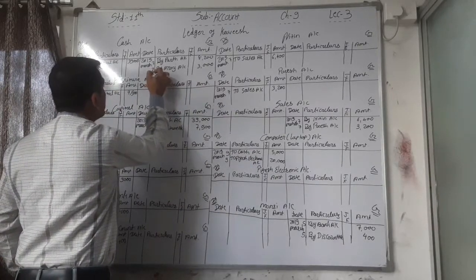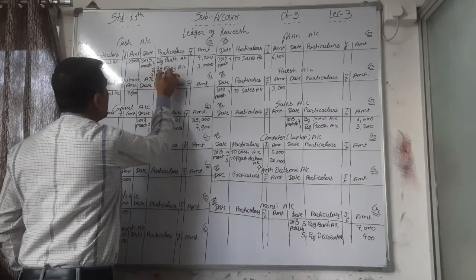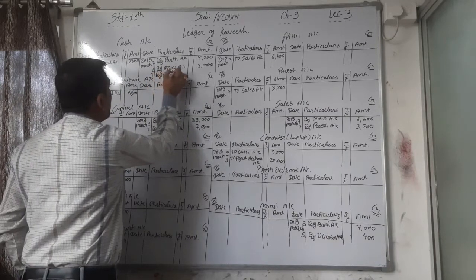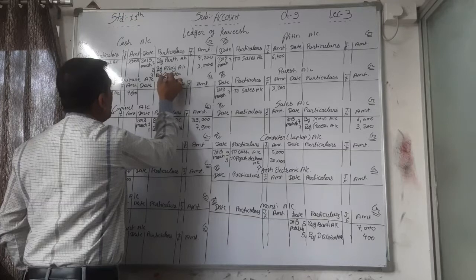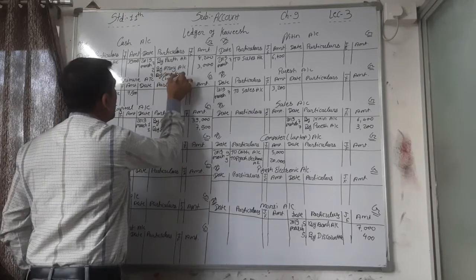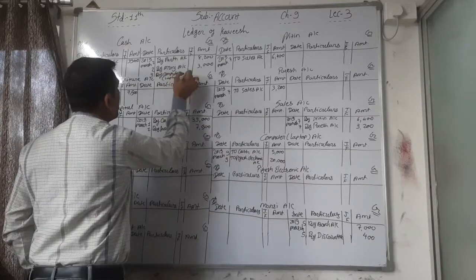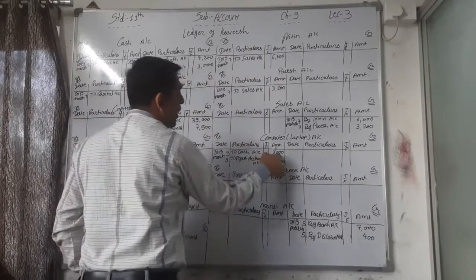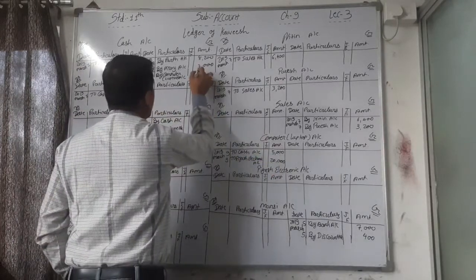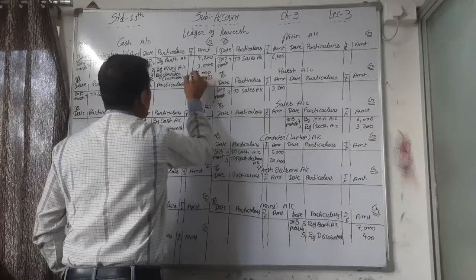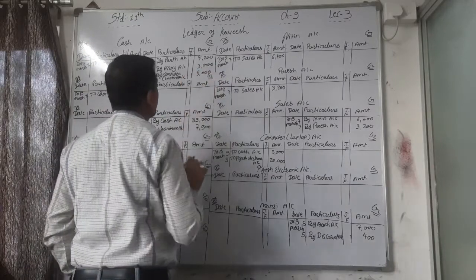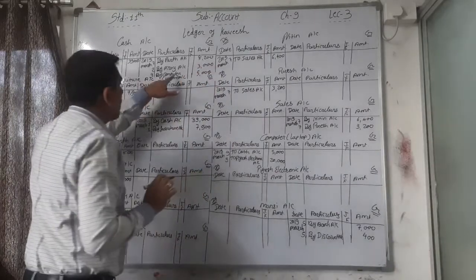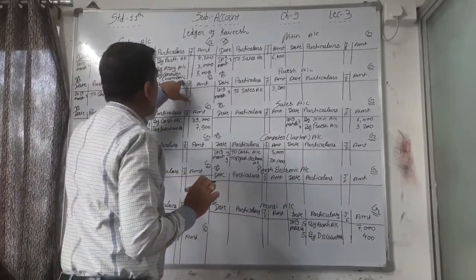9th, by computer into bracket laptop account, amount is 5,000. Whatever the cash amount is there, we have to return that 5,000, by computer oblique into bracket laptop account.